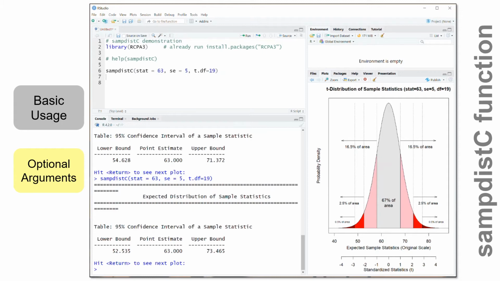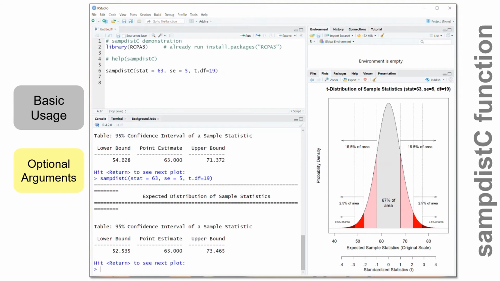The overall shape is the same, but the scale at the bottom is changing, and you can see that with the confidence interval even better, where the lower bound is lower than it was before. It's now 52.5. Before it was 54.6, and the upper bound is even higher now, 73.465 when it was 71.372 before. So the higher the standard error, the more spread out the distribution is, and the wider the confidence interval becomes. So I think that's a way that you can work with and play with sampling distributions to see what expectations you have about sample statistics.